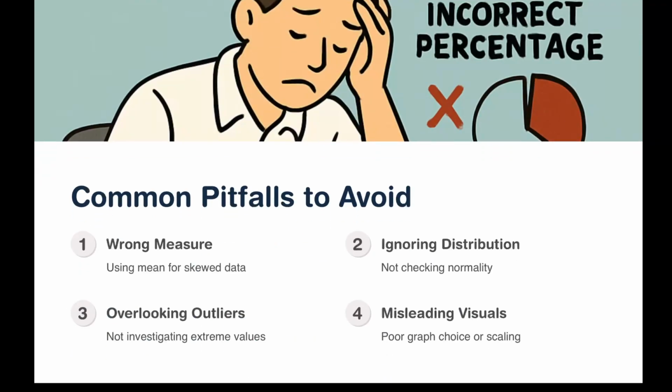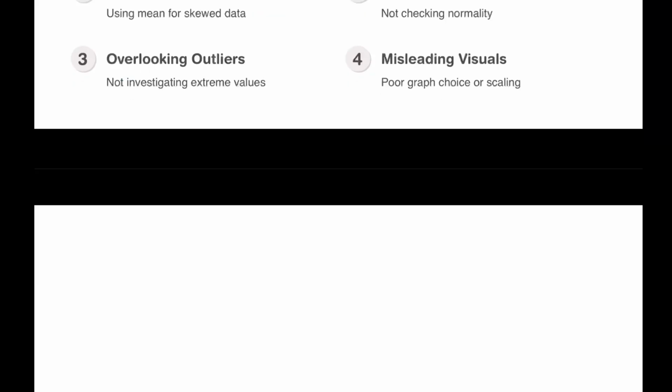Common pitfalls to avoid are using wrong measures, such as the mean for skewed data, ignoring distribution, and overlooking outliers. And there are some misleading visuals because of poor graphic choice or scaling. So you need to use the proper measure. We need to check the normality. We need to investigate the extreme outliers, and good graph choice is required to avoid the pitfalls.